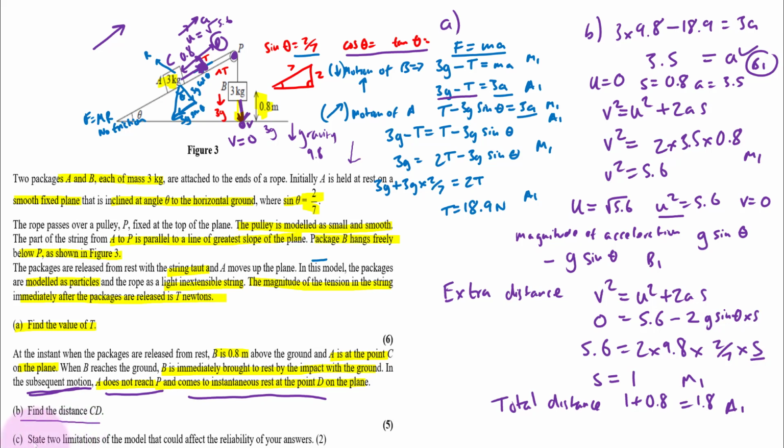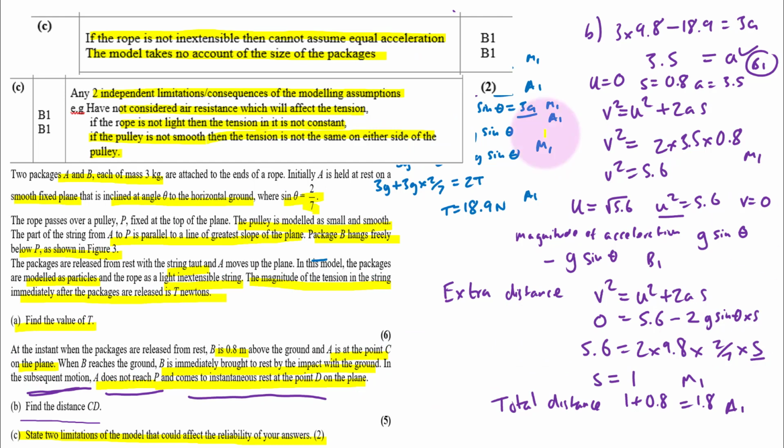Okay, now the final part is: state 2 limitations of the model that could affect the reliability of your answer. So what this is asking, what's wrong with our model that's going to really affect the accuracy and reliability of our answers. So some of you got 1 mark and you're just misinterpreting this question, and I'm just going to show you the variety of answers that you can have to ace this question. So here are the answers you can have.